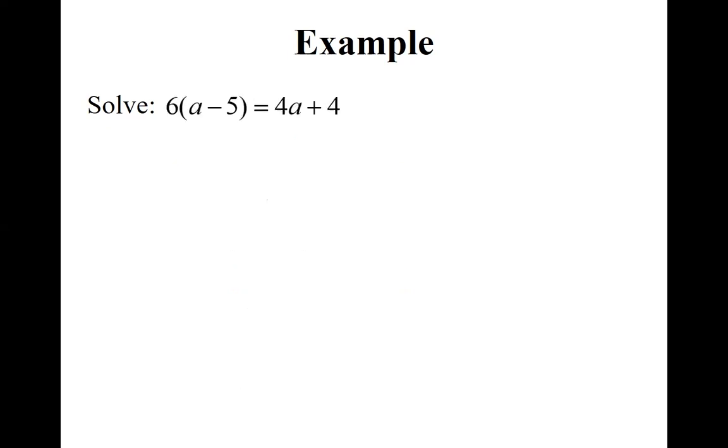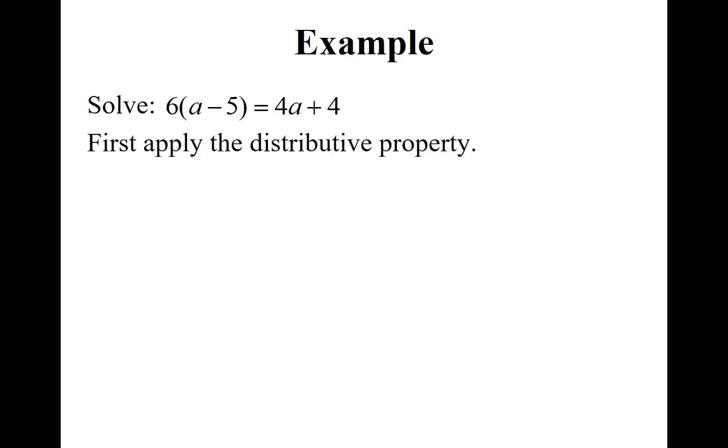Okay. They're getting harder. 6 times a minus 5 equals 4a plus 4. We have parentheses. We want to get rid of them first, so apply the distributive property. Distribute that 6. 6 times a is 6a. 6 times negative 5 is negative 30. So 6a minus 30 equals 4a plus 4.